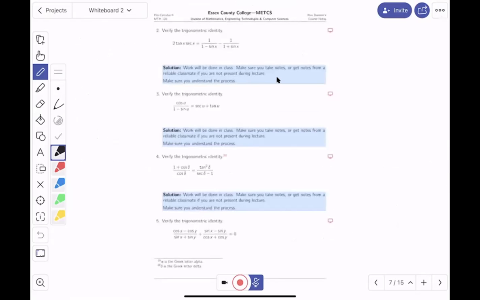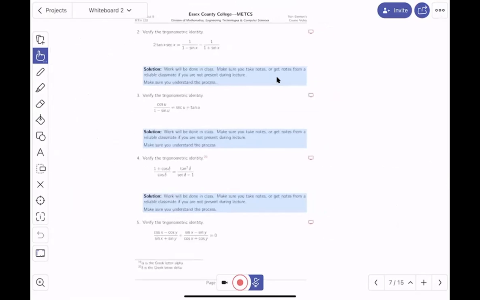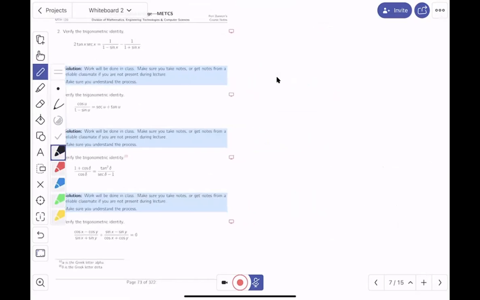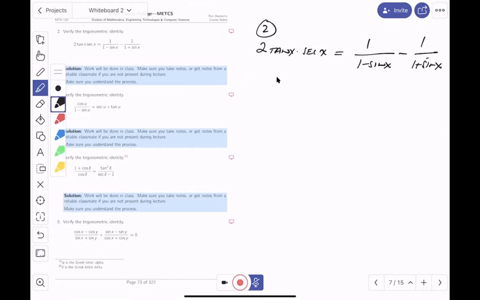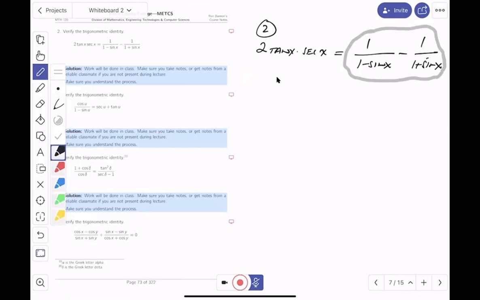And again, I'm looking at this number 2 now. And with number 2, what you're doing is you're looking at the problem. I'll write this down for you. And I'm looking at it. I see 2 tan x secant x equals 1 over 1 minus sine x minus 1 over 1 plus sine x. Again, my goal here is to choose a side, rewrite that side so it looks like the other. I'm going to say this side looks like it has some opportunity for rewriting it. So let's start rewriting it.